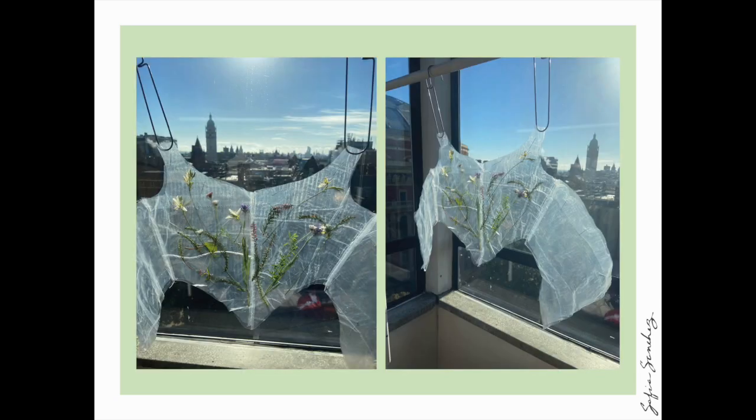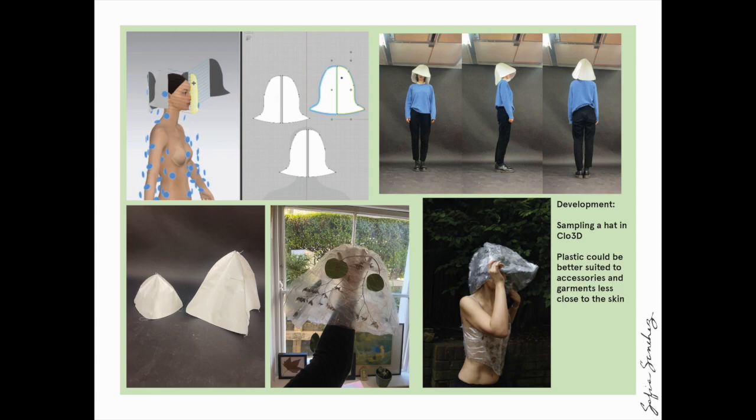I then decided to develop the idea into a hat, as wearing plastic next to the skin isn't really viable in the future for my practice. So I began sampling in Clo again and proceeded in the same way as with the corsets. Again, here you can see the material was very fragile and not durable. But the point of the provocation was sort of to make a statement about how we treat plastic and think about how going forward in my practice perhaps I could use something more durable, a different waste from a different industry that could be more feasible for fashion going forward.